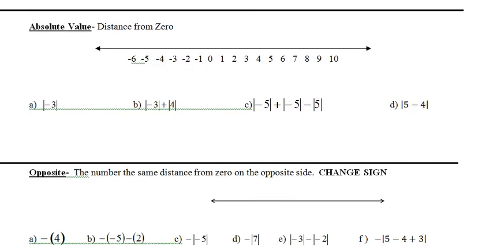Absolute value. That's this little symbol right here. And what it means is a distance from 0. So if you were to go and find 4, how far is it from 0? It's 4.